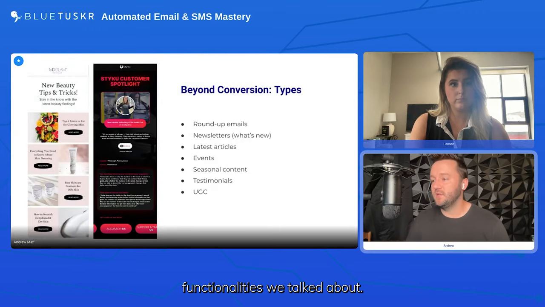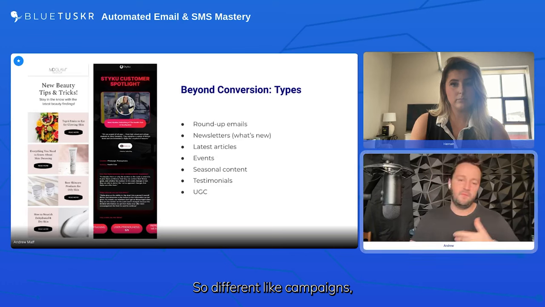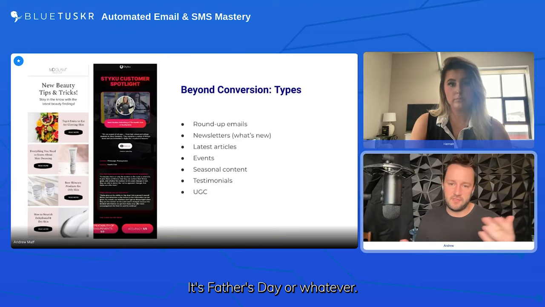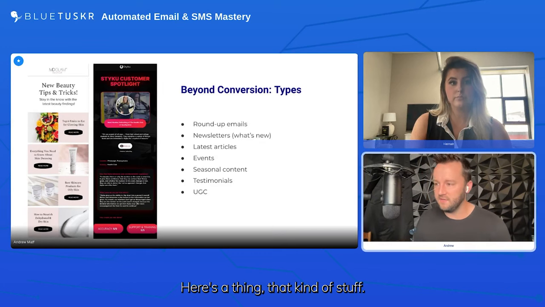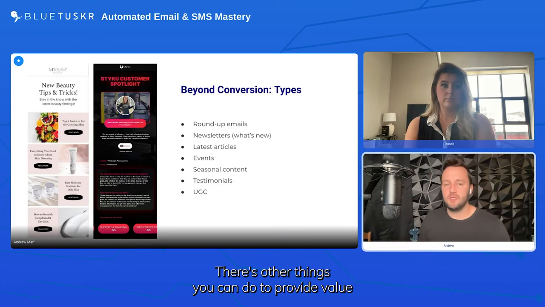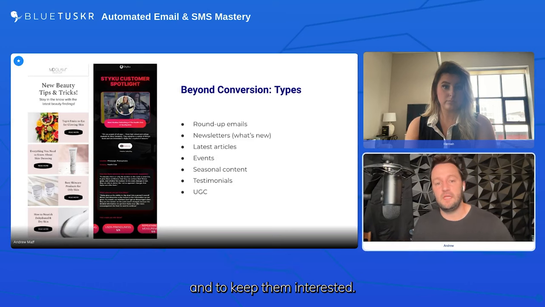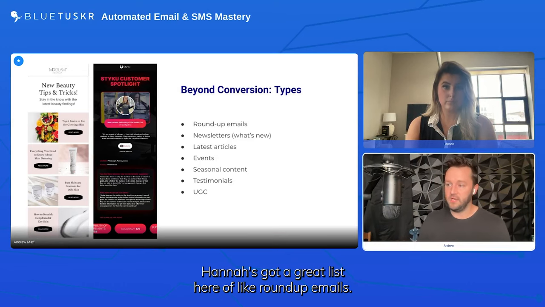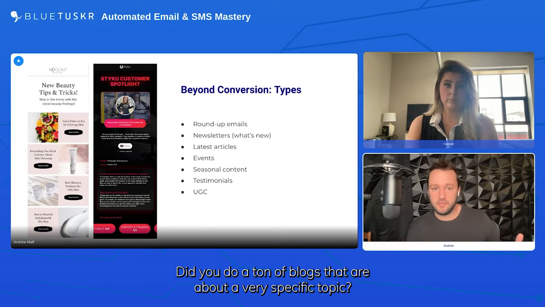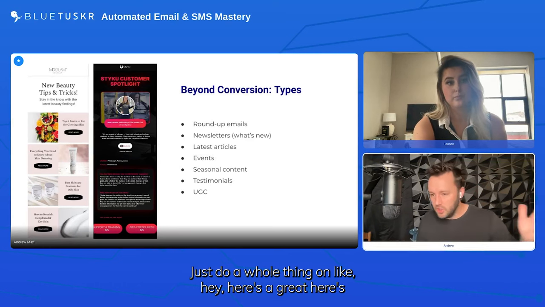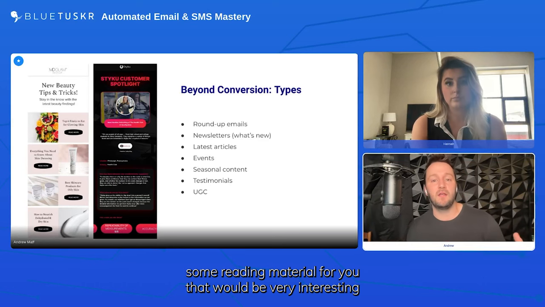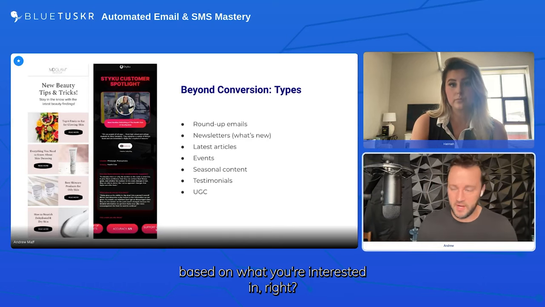Additional email functionalities. We talked about different campaigns. We always have this stereotypical stuff, right? Okay, here's a discount. It's Father's Day or whatever. There's other things you can do to provide value and to keep them interested. Obviously, I mentioned partnering with other businesses. Hannah's got a great list here of roundup emails. Did you do a ton of blogs that are about a very specific topic? Just do a whole thing like, hey, here's some reading material for you that would be very interesting based on what you're interested in, right?